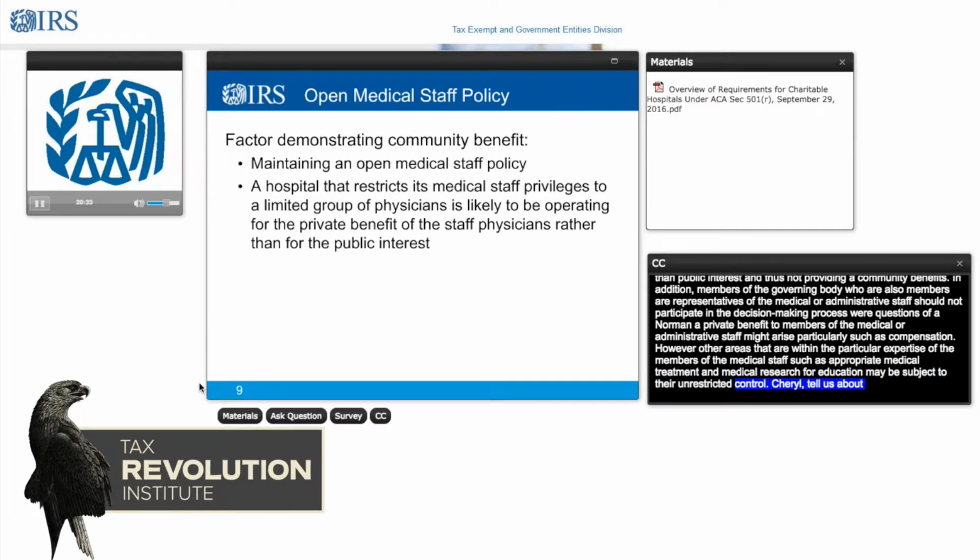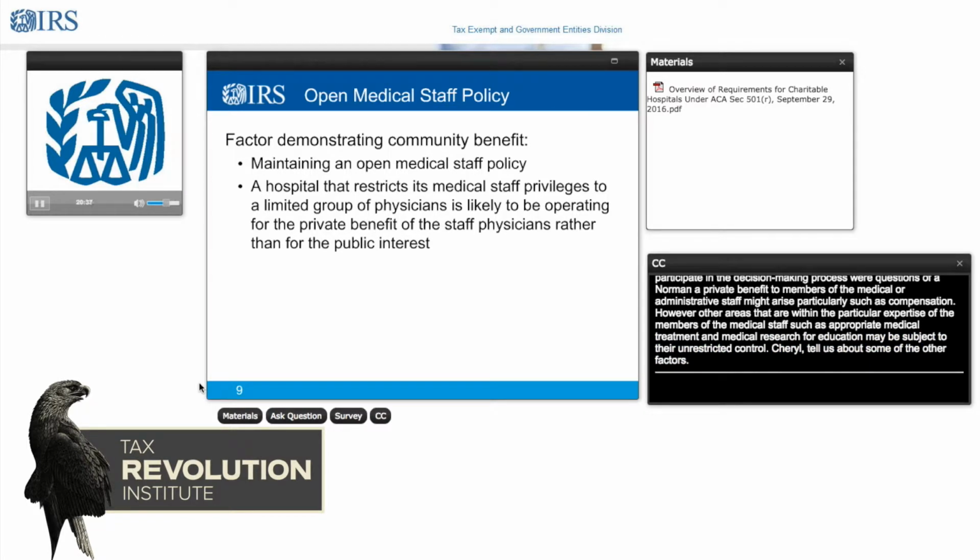Absolutely. The requirement of an open medical staff was originally intended to take care of the problem of doctor-owned hospitals seeking exemption while limiting admissions to their own patients. Today, this is less likely to be a problem since hospitals want as many physicians as possible associated with them in order to increase paying admissions. However, it remains a factor because of the unique relationship that physicians have with hospitals.